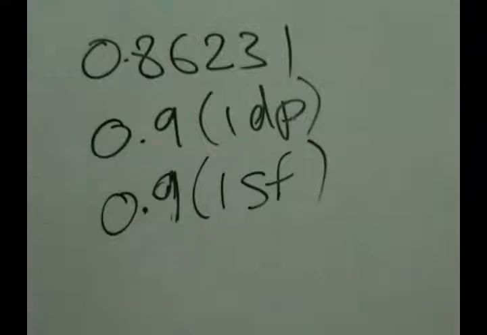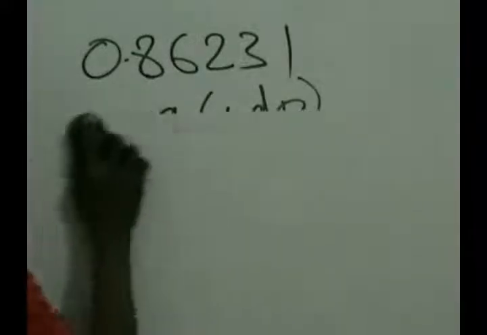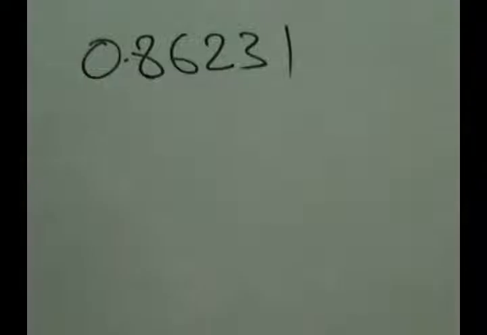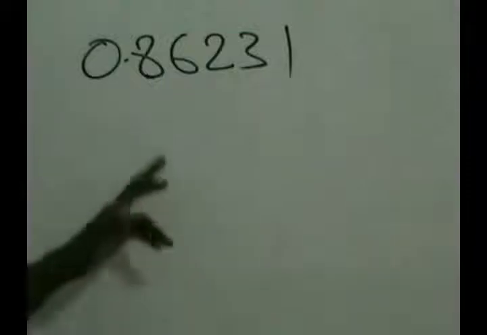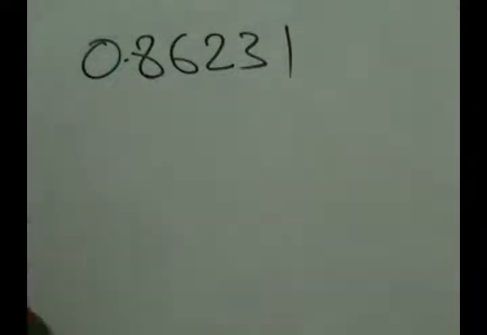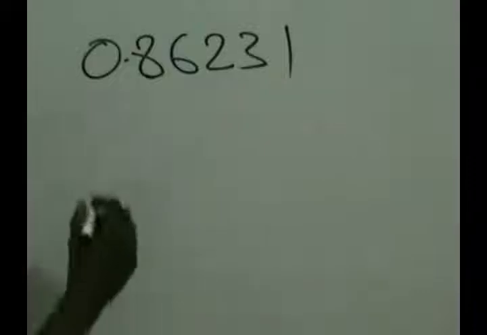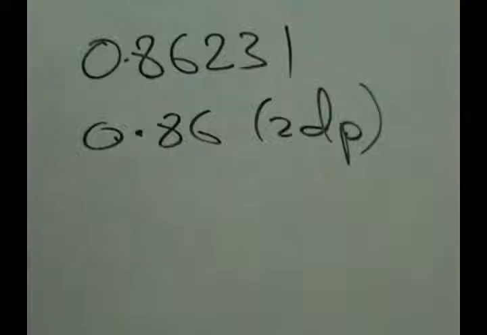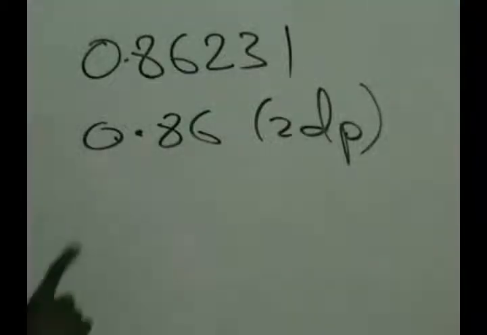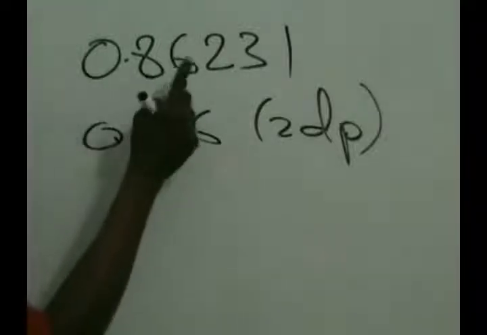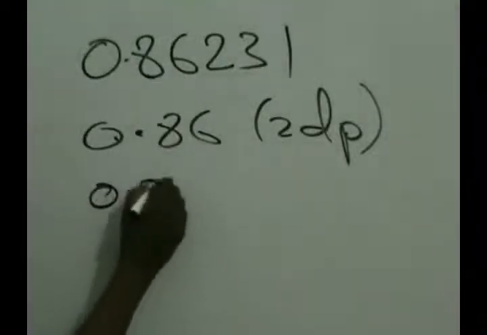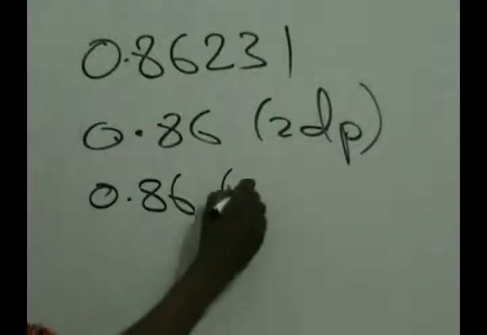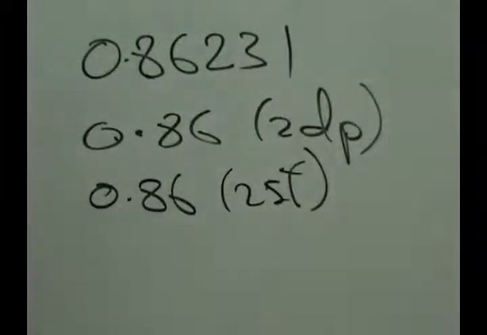So we proceed. We move from 1 to 2. 0.86231 to 2 decimal places. First decimal place is the 8, second decimal place is the 6. So this could only be 0.86 to 2 decimal places. And by the same token, 0.86231 to 2 significant figures. First significant figure, second significant figure, 0.86, because the 6 is followed by a 2.